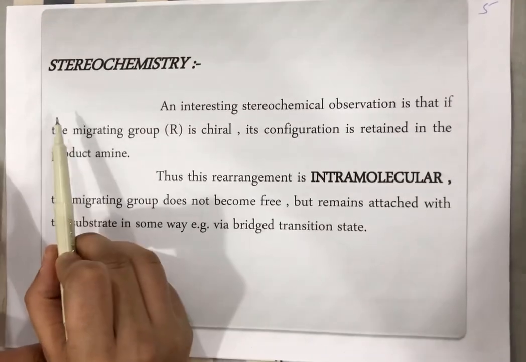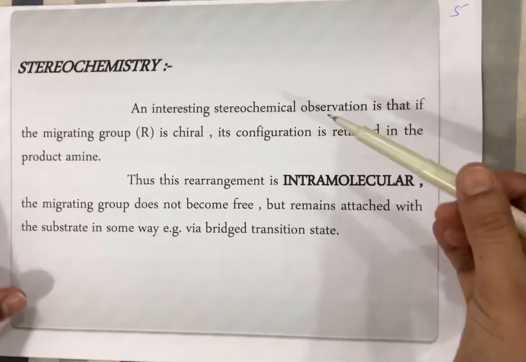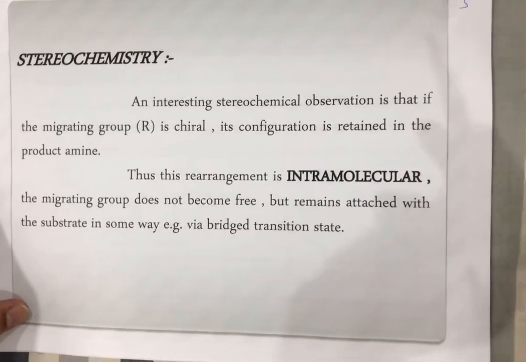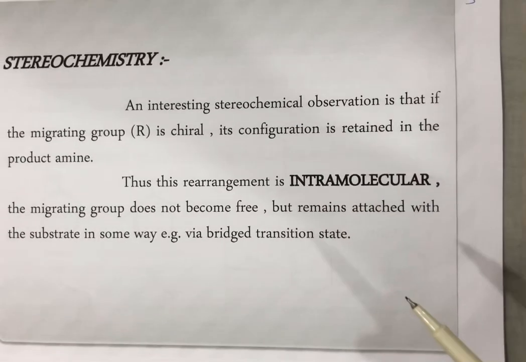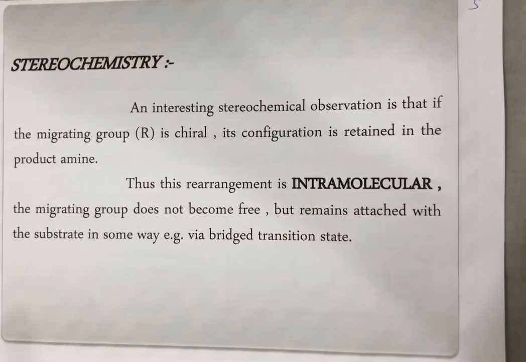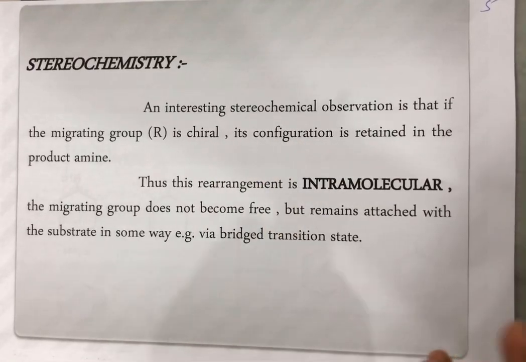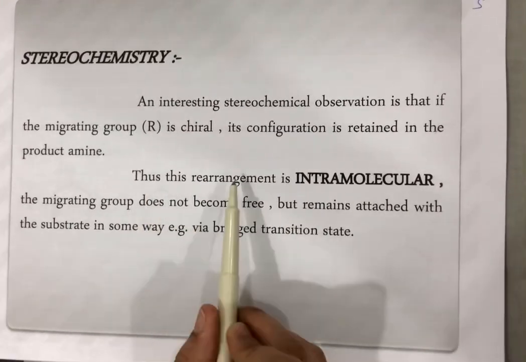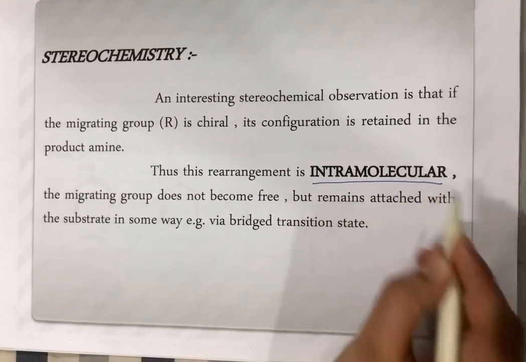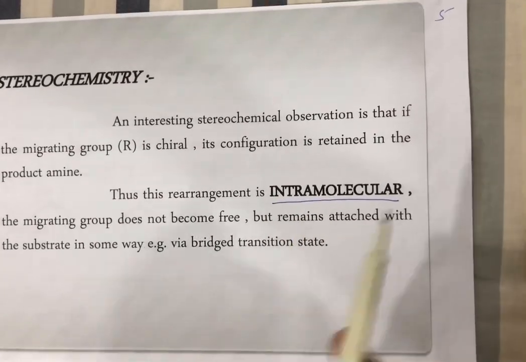Now we will see the stereochemistry of this Hofmann reaction. An interesting stereochemical observation is that if the migrating group R is chiral, you know what is chiral, its configuration is retained in the product amine. It means the same configuration is present in the produced amine. Thus this rearrangement is intramolecular. We will see the evidence that this rearrangement is intramolecular.